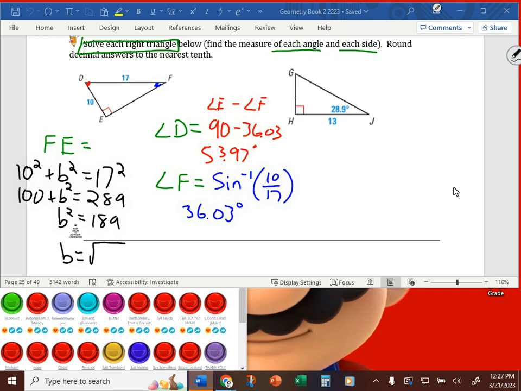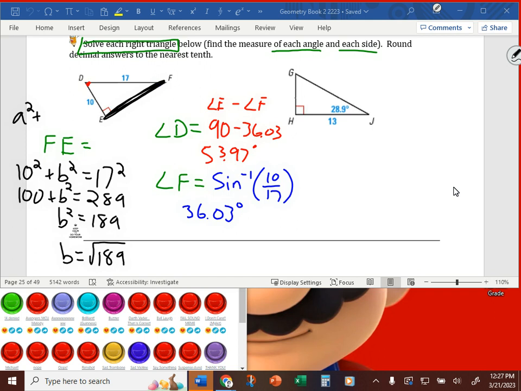How in the world did you do this? How in the world did I do this? Someone help out. No, just FE, I'm confused on that FE. So FE is the side here. Yeah, I got that. When we know two sides of a right triangle, our go-to method is the Pythagorean theorem. That's what I just did there.